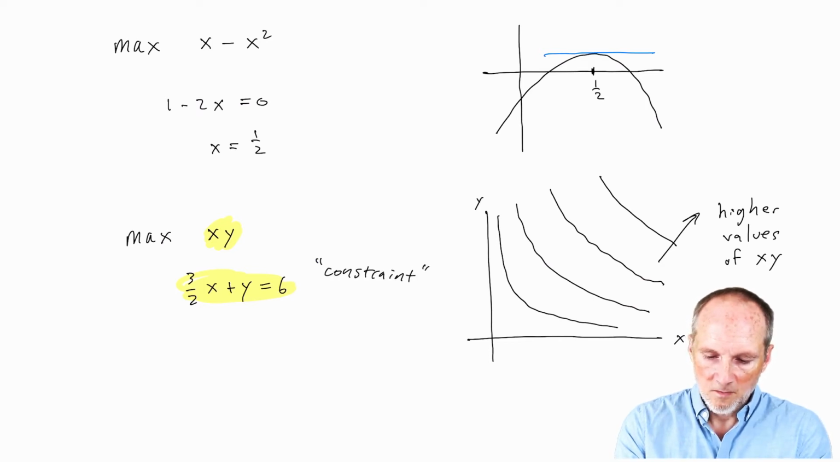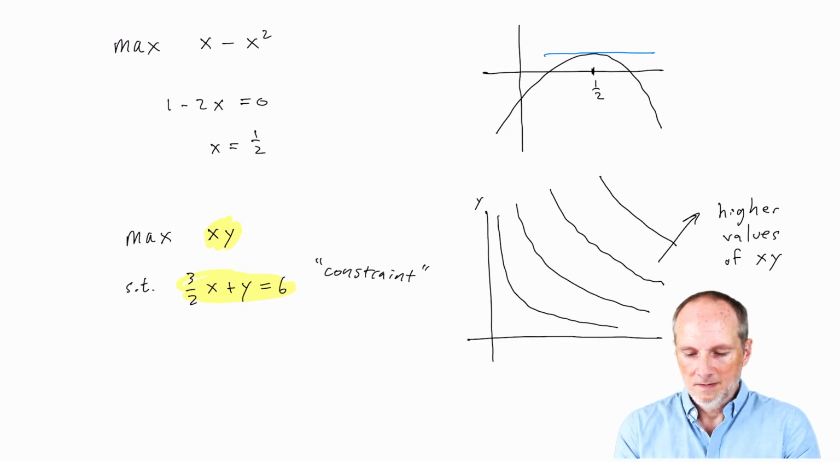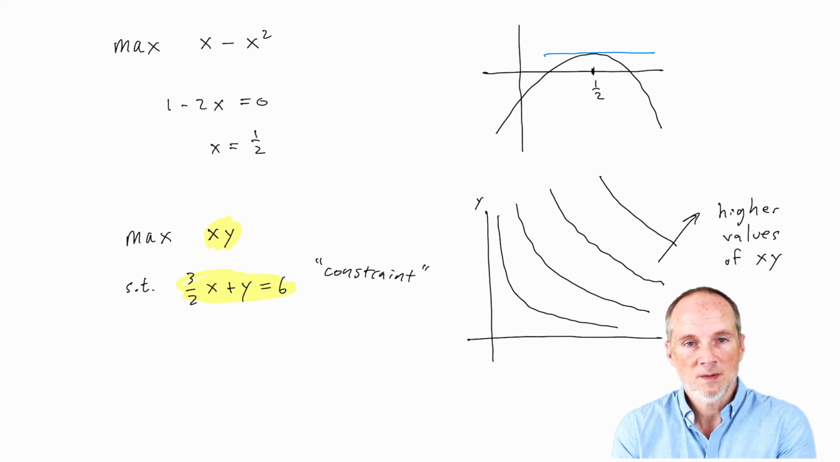And then we usually write this with an s.t. It stands for subject to. So we're going to maximize x times y subject to the constraint that 3/2 x plus y equals 6.